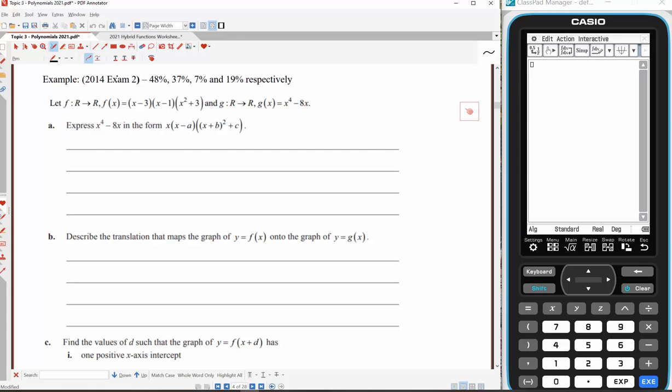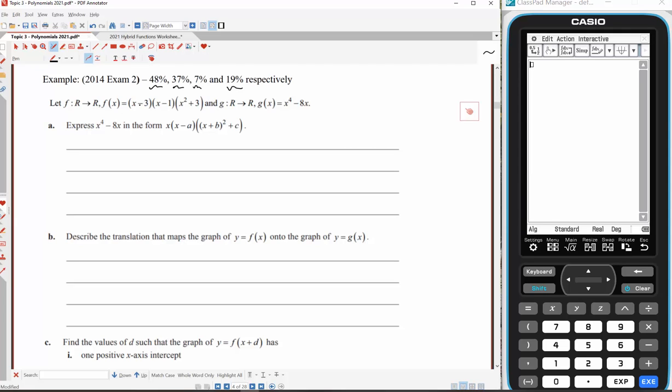Okay, on to some work on polynomial functions from the 2014 exam. You can see the state struggled with this question, with 1 in 2 students getting question A right, B was 37, C was a very low 7%. That's quite low. And D, the state rebounded there and got 19% on that one.